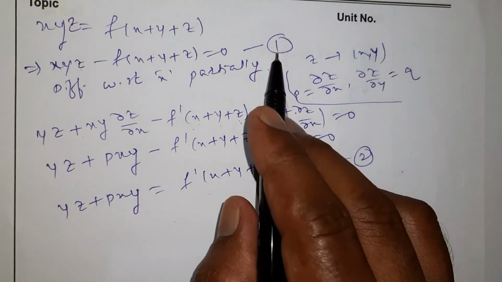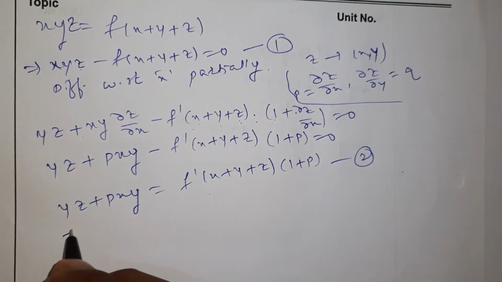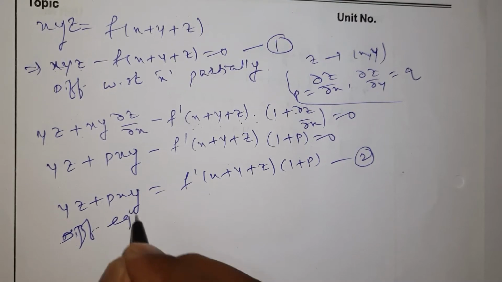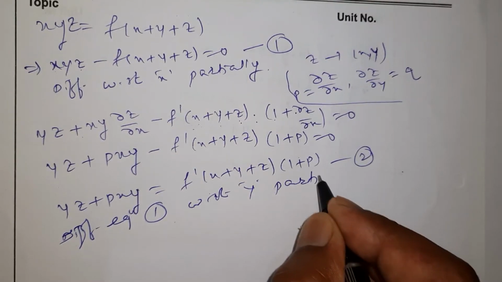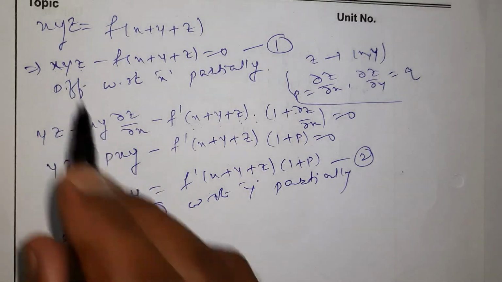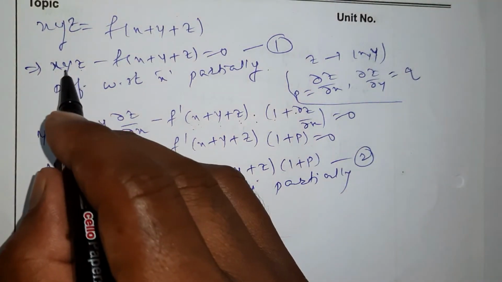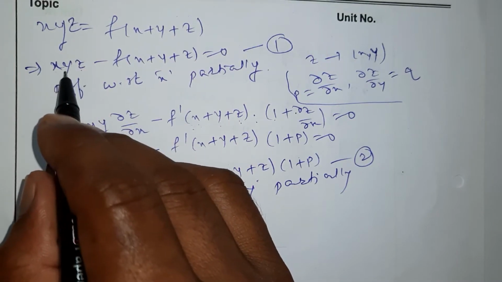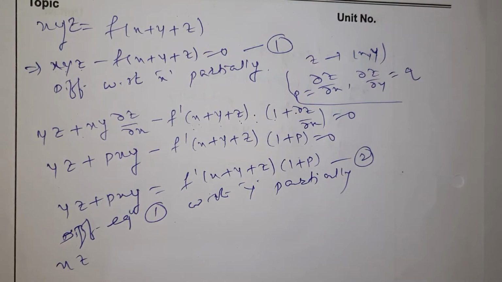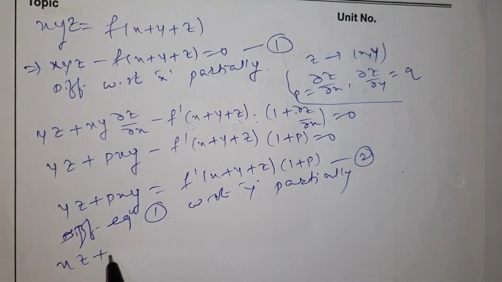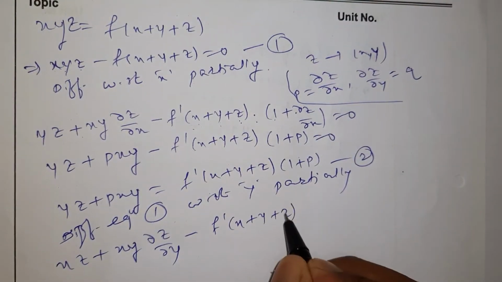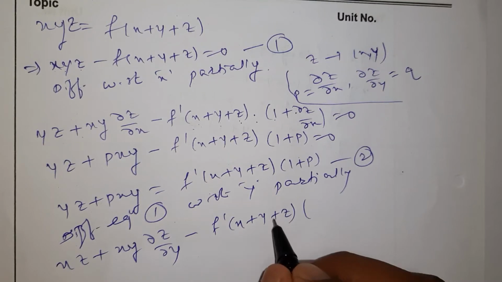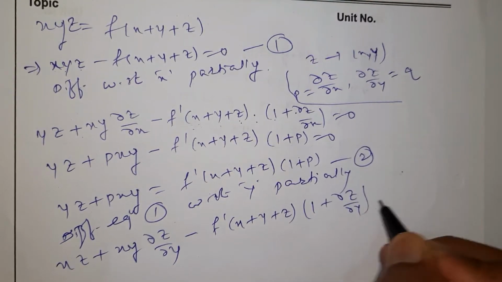Now differentiate equation 1 with respect to y partially. So do it. x is constant. So here x and z are constant, yz is a function of y, so u into v rule. Derivative of y is 1, xz. Then xz is there plus xy as it is dou z by dou y, minus derivative of f is f dash of x plus y plus z into derivative of x is 0, y is 1 plus dou z by dou y. Understood it? Is equal to 0.